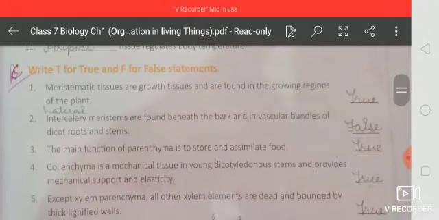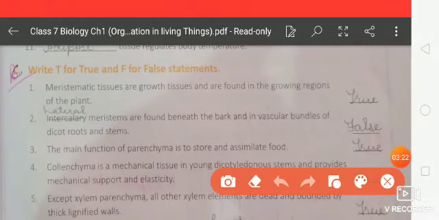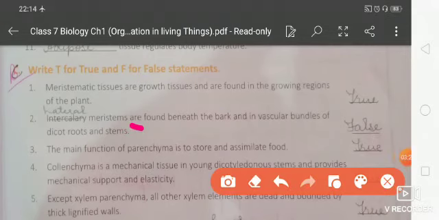So here the first one is true, and in the second, lateral meristems are found beneath the bark and in vascular bundles of dicot roots and stems, so it is false. Here the main function of parenchyma is to store and assimilate food, it is true.